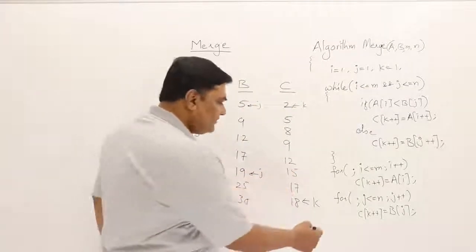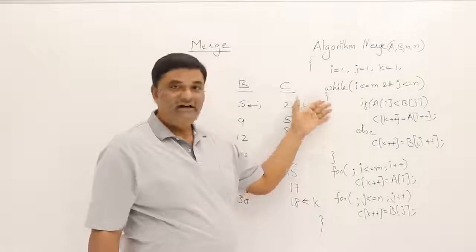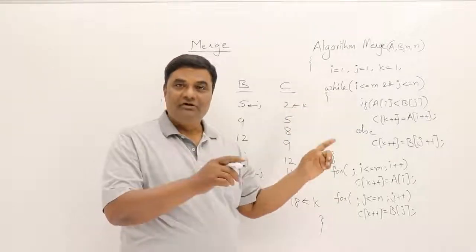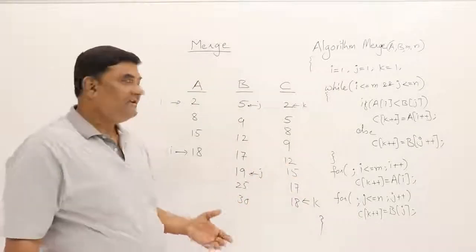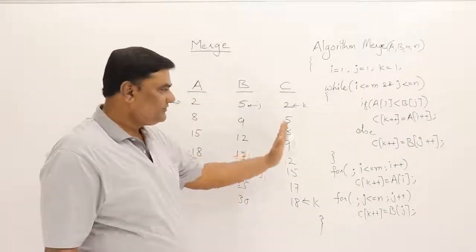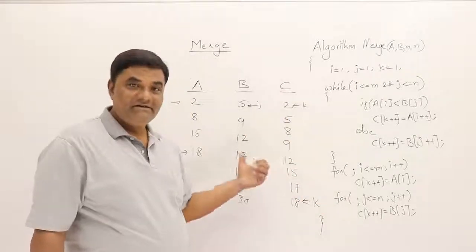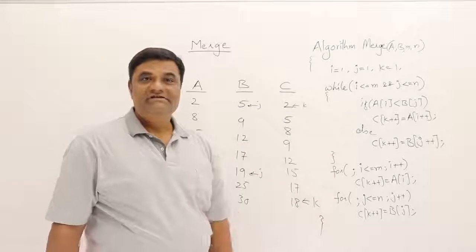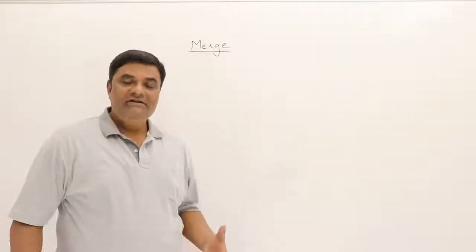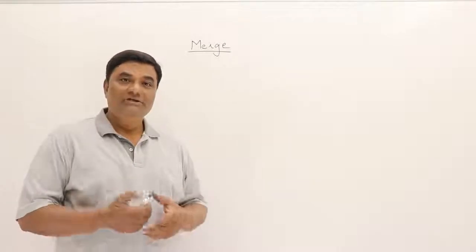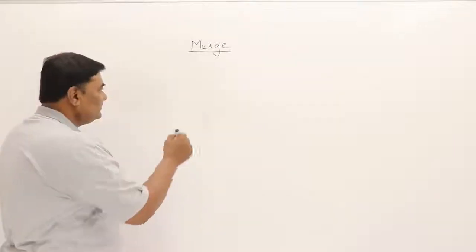This is the procedure for merging. This while loop is for comparing and copying the elements. Then the first for loop is if there are any remaining elements in list A, copy them to list C. The second for loop is if there are any remaining elements in list B, copy them into list C. This is merging. Now let us see, if there are more than 2 lists, how merging is done. Let me take more than 2 lists.